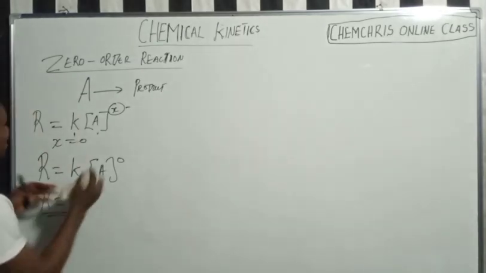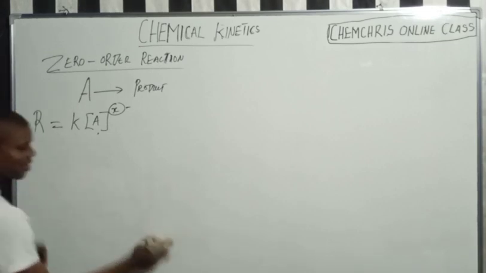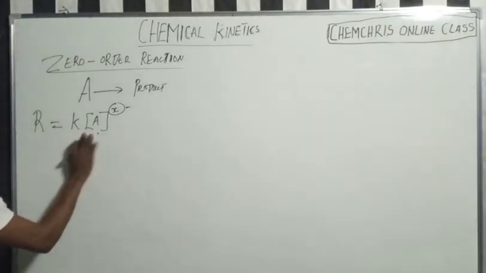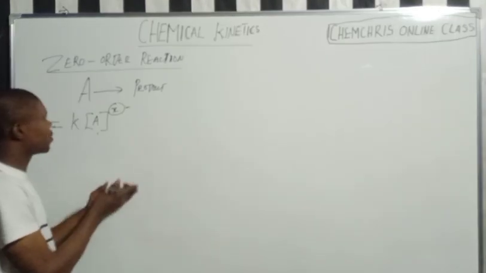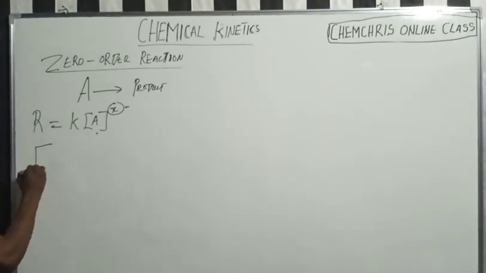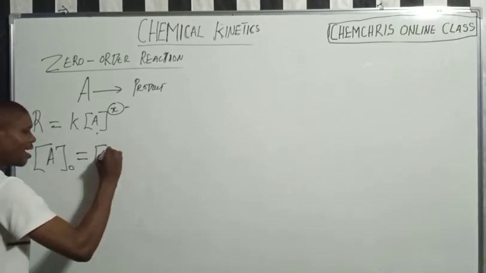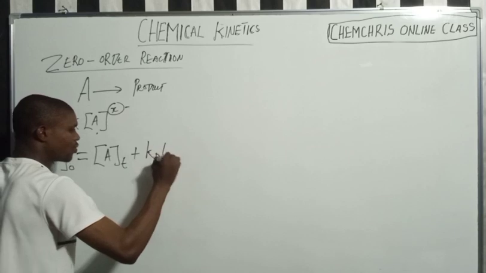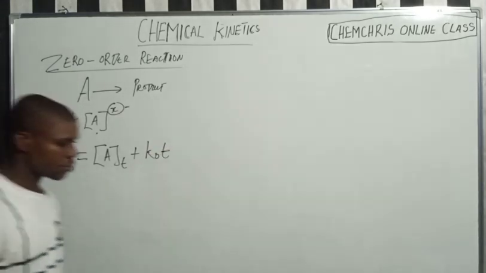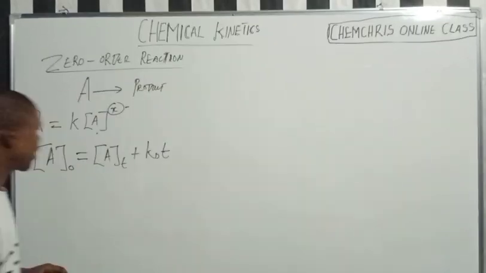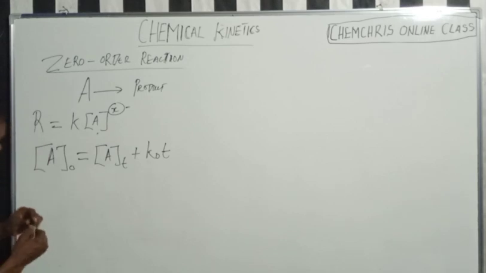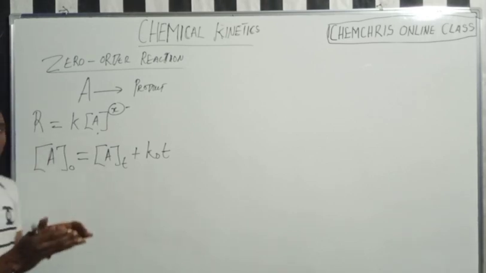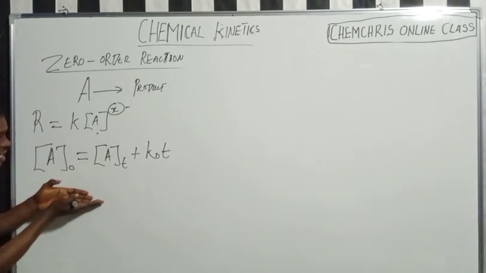Now, in the integrated rate law, when you derive the equation, I'm not going to talk about how we derive the formula for zero order reaction. What you want to put in mind is that here we have A naught equals A t plus k naught t. Very important. So this is the formula for zero order reaction, called the integrated rate law.